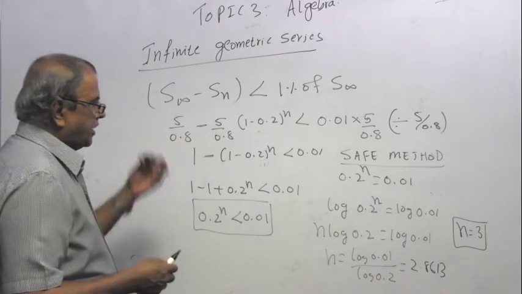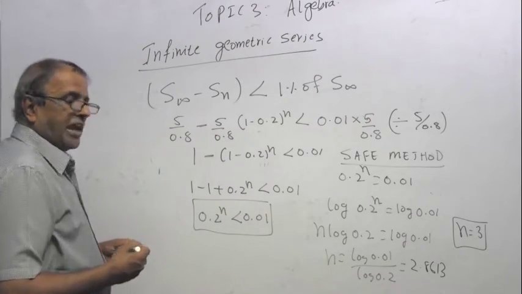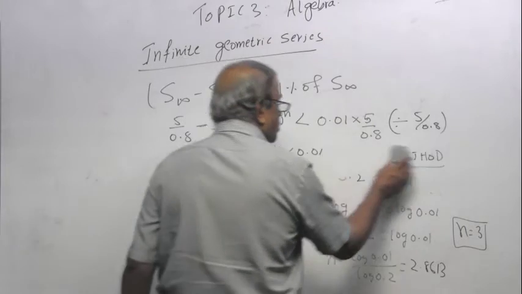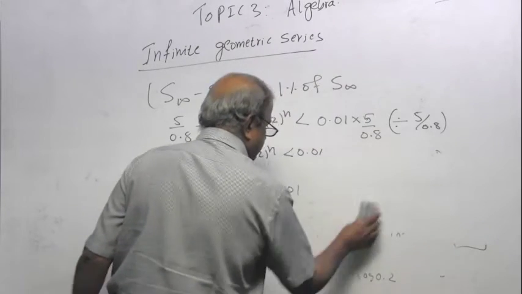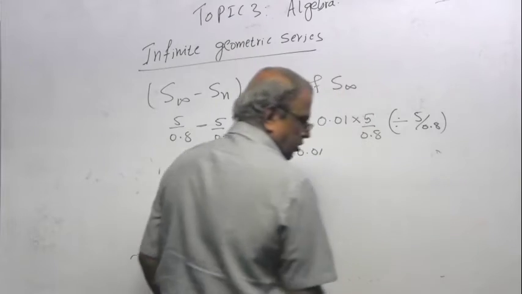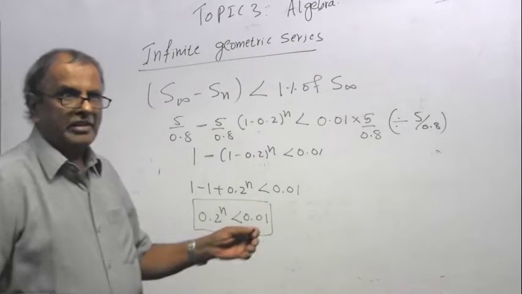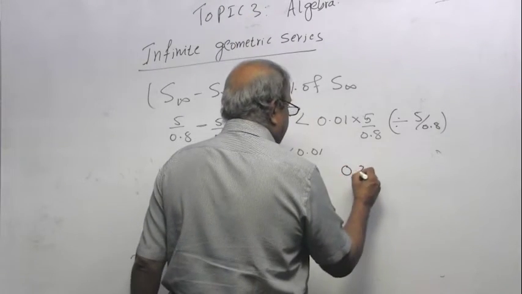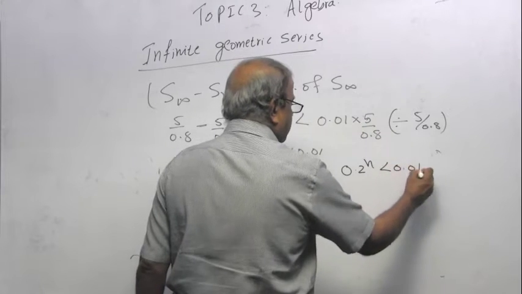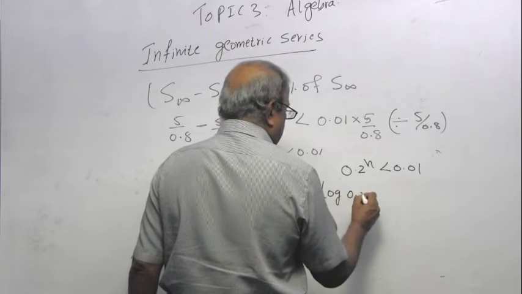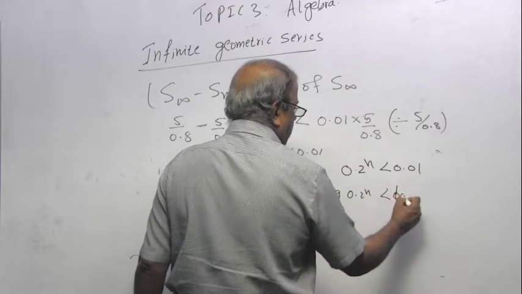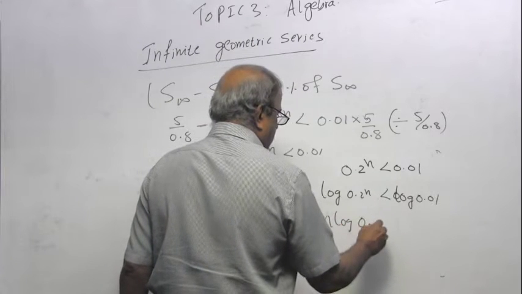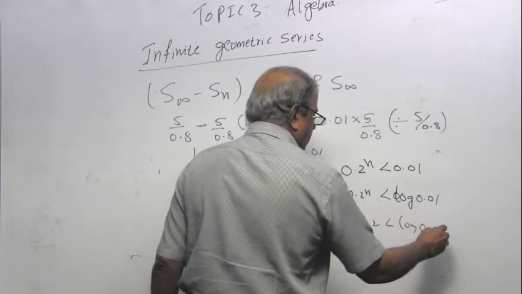Anyway, what if you forgot this? The safe method. Fine. Let's do the other one where I'll show you a slight pitfall. This is where you need to be careful, because sometimes the exam says show that it's 3. So I'll take the equation as it is, 0.2 power n less than 0.01. So I can take log of 0.2 power n less than log of 0.01. So therefore, n log 0.2 less than log 0.01.